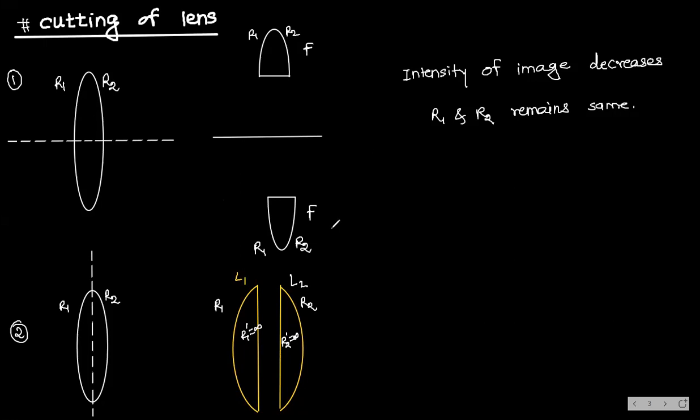Now you see, if I want the focal length, what I want? Net focal length. So 1 by F is equal to 1 by F1 plus 1 by F2. This is also equal to P net. Understand? Net power is equal to 1 by F1 plus 1 by F2.